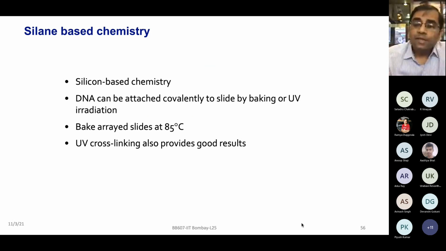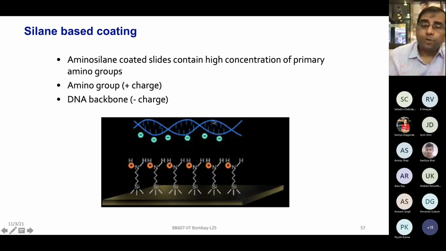So you have the cDNA which contains a GST tag. Now you want to put that on the glass slide. You can do it multiple ways. You can do UV cross-linking. You can use silicon-based chemistry. I'll talk more about silicon-based chemistry, which is more robust.